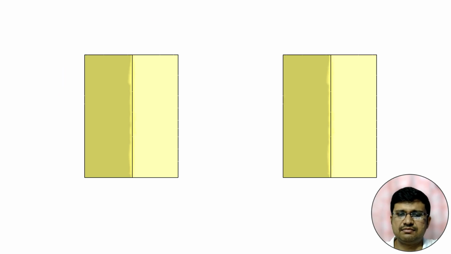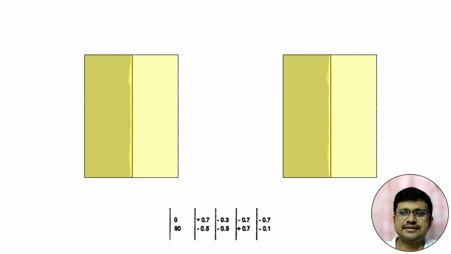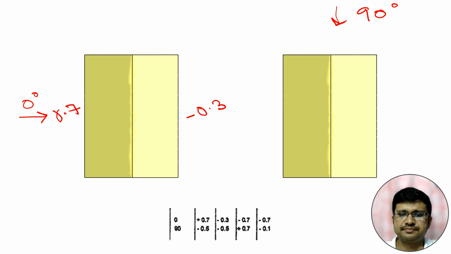Now this is the top view, and again these are the CP values. Again I am saying that this is when the wind angle is 0 degree, and this is when the wind angle is 90 degree. When the wind angle is 0 degree, for face A CP will be 0.7, for face B CP will be minus 0.3, and for faces C and D it will be minus 0.7 and minus 0.7.